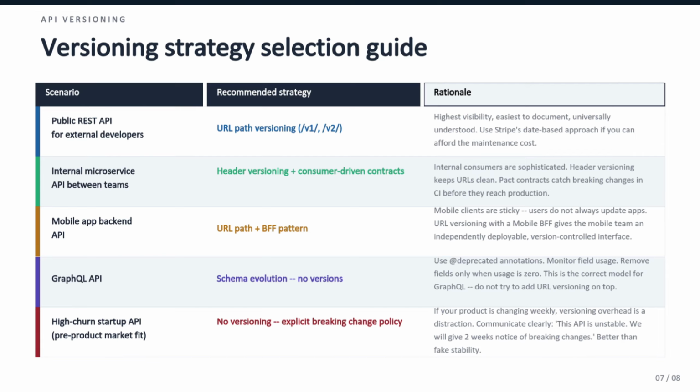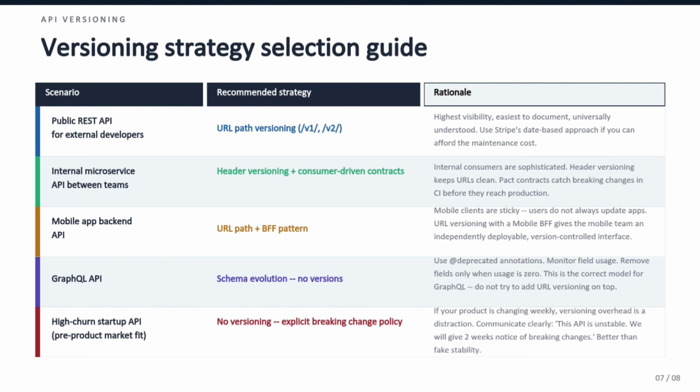Now, if your company is willing to invest heavily in API stability, then you can consider something like Stripe's date-based versioning model, where customers are locked to the version they started with. That is honestly kind of the gold standard for developer experience. But yeah, it also requires very strong engineering discipline.